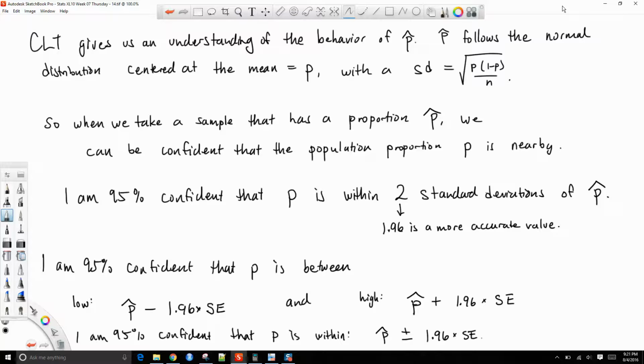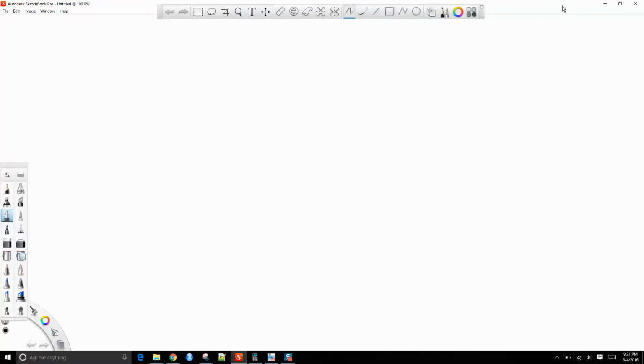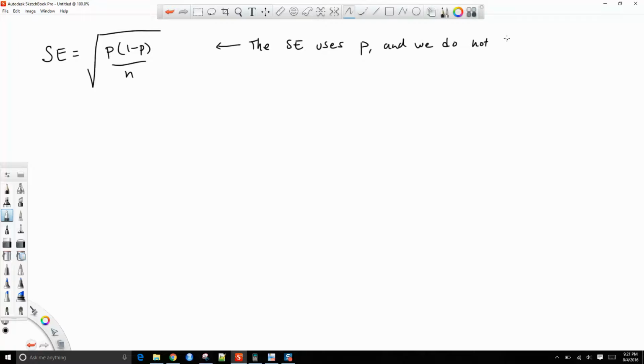Okay. So far, so good? All right. There is one problem, though, okay? So recall that the standard error is the square root of p times 1 minus p divided by n, okay? If we do this, this standard error uses p, which we don't know, right? The standard error uses p, and we do not know p. Okay, so what do we do?